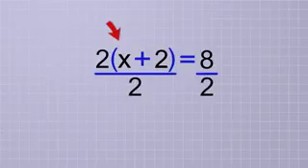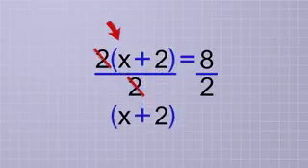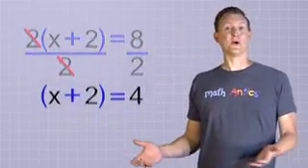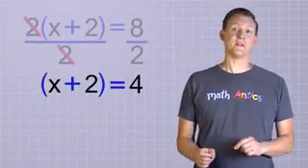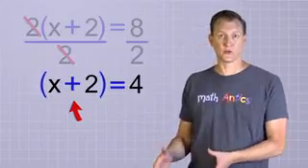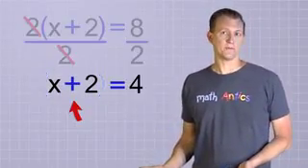On the first side, the 2 on the top and the 2 on the bottom cancel, leaving the group x plus 2 on that side. And on the other side, we have 8 divided by 2, which is 4. That looks simpler already, and we can make it even simpler than that, because now that there's nothing else on that side of the equal sign with the group x plus 2, we really don't even need the parentheses anymore.